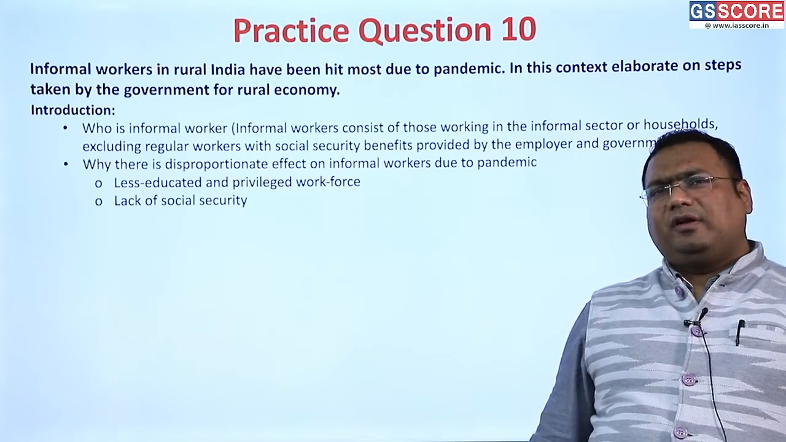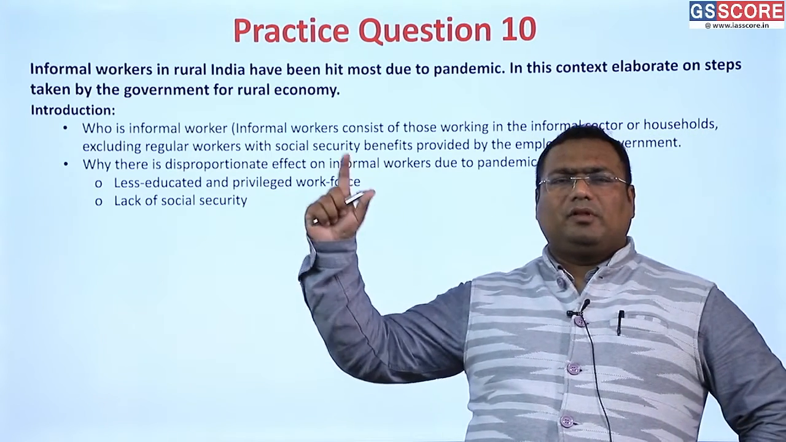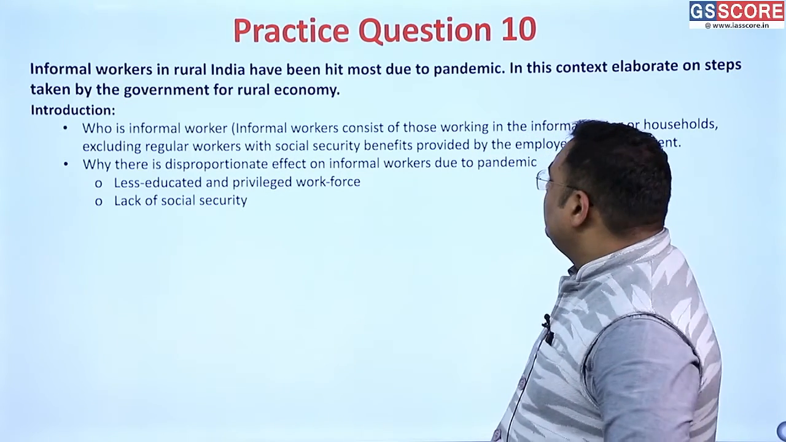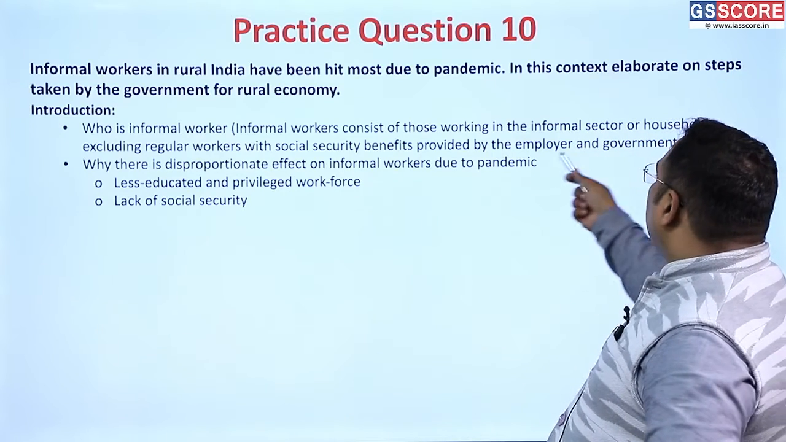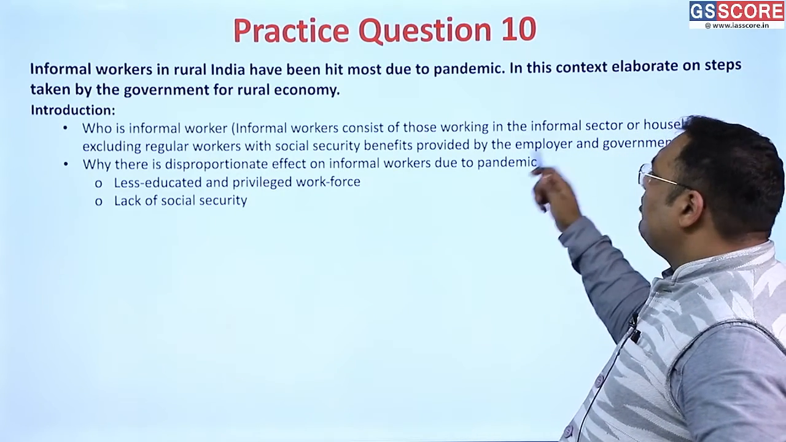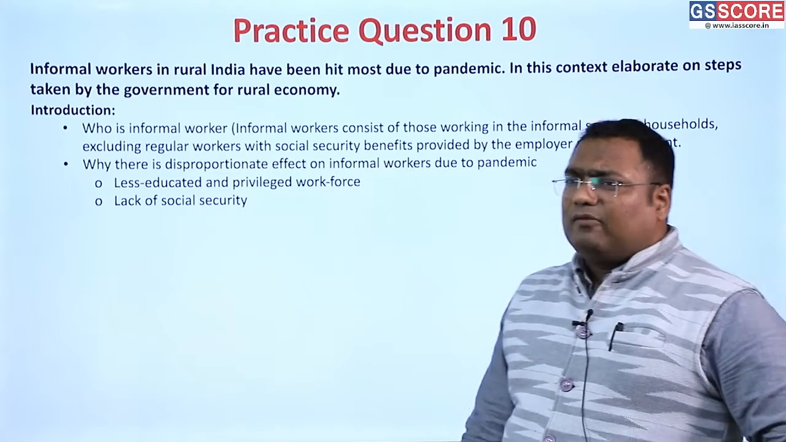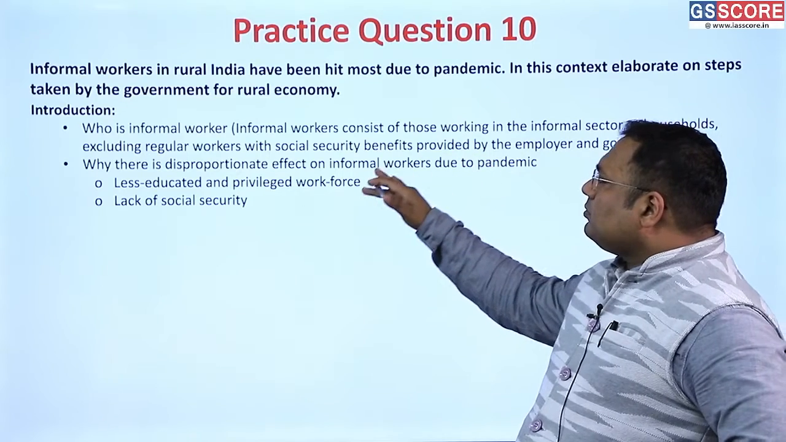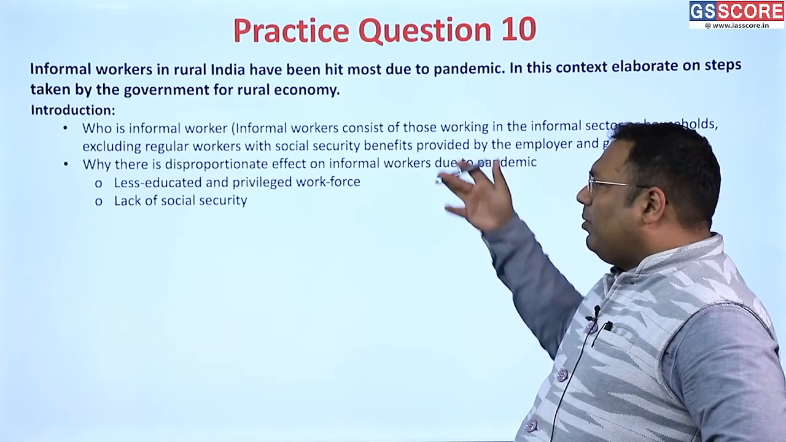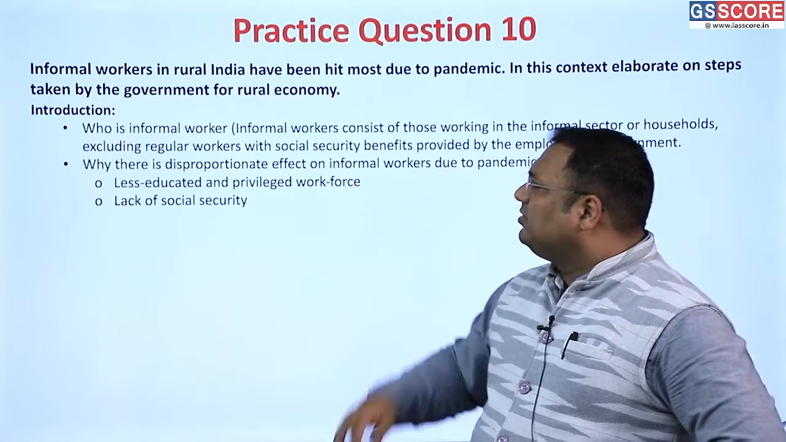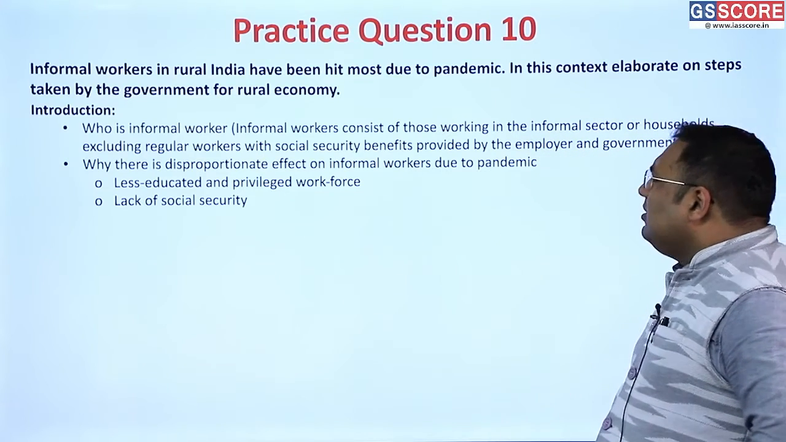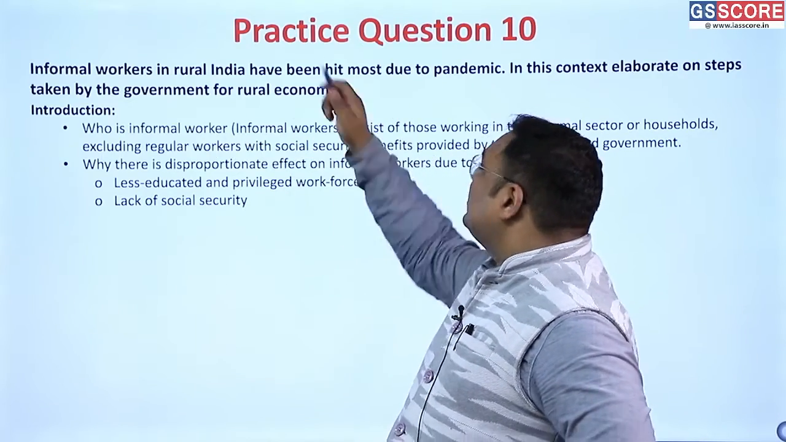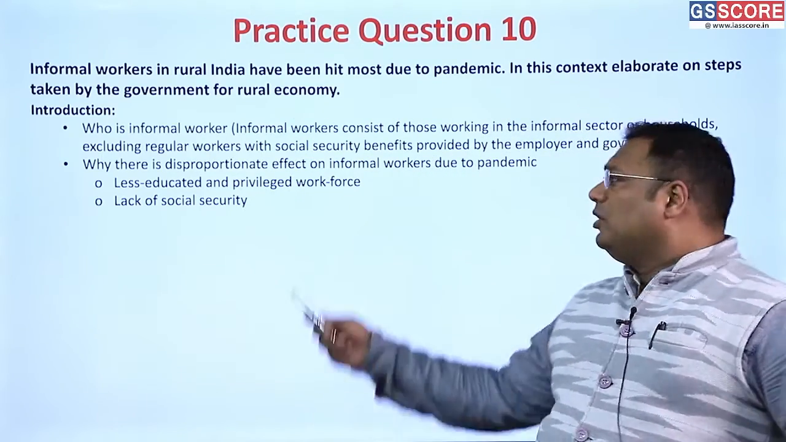The most important criteria is whether you are registered in the provident fund or not. Whether you have social security benefits which are provided by the employer and the government, whether you are registered for them or not, and whether you get medical leaves and other types of leaves or not. So you define that, you talk about who is that, and then you talk about why there is a disproportionate effect on the informal worker. Pandemic का effect सब पे पड़ा है, but हमने कहा है कि ये सबसे ज़्यादा affect हुए हैं, that they have been hit most. So you explain why?